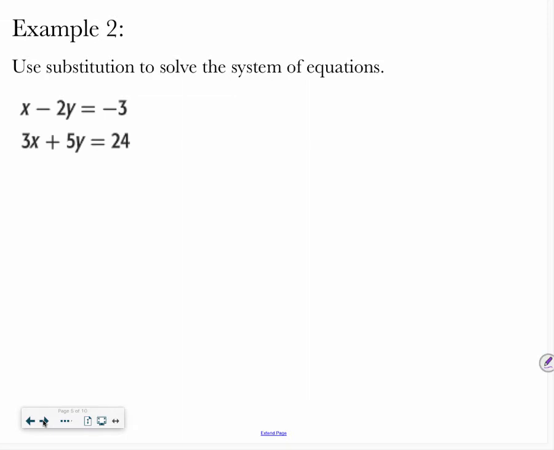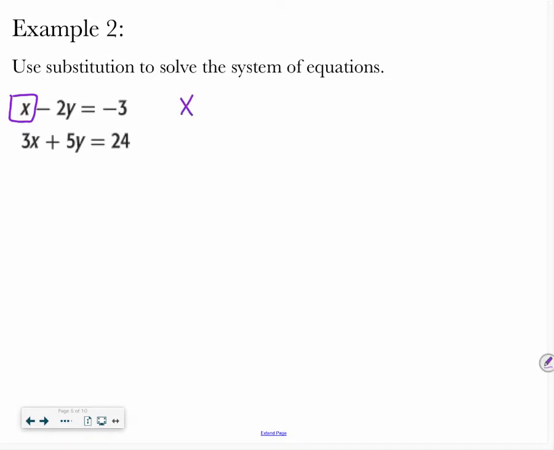This time, we don't have a y equals or an x equals. So that means we have to do that ourselves. What I suggest you look for is which equation has a variable that doesn't have a number with it. If I look, I have 3x, x has a 3 with it, 5y, y has 5 with it, y has a negative 2, but right here, I already have an x that doesn't have a number. So I'm going to solve this equation for x.